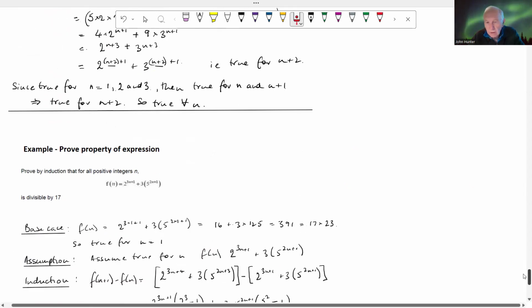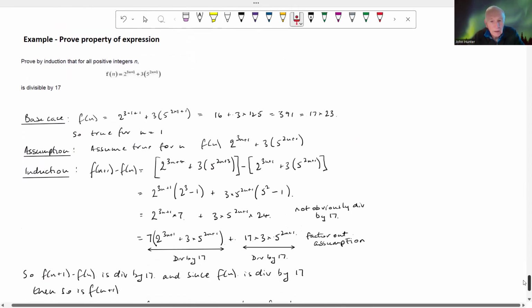And then we've got another type here where we're not proving an expression like a sum or anything like that. We're basically proving a property, and this property is that for all n, this expression is divisible by 17. So the property is divisibility by 17. We don't have to define f of n here. It's already done for us.